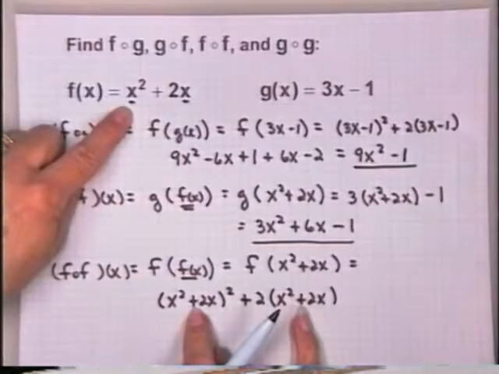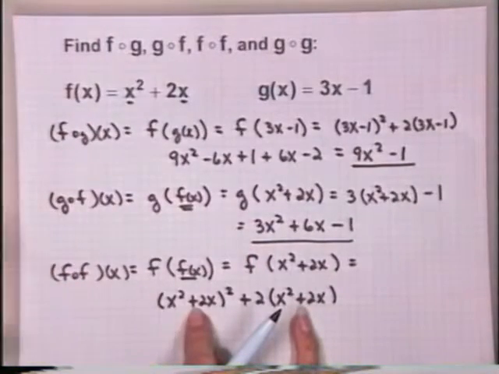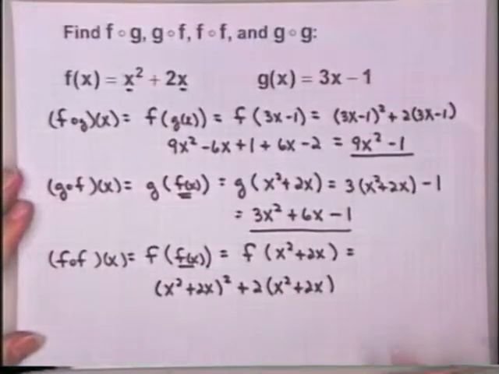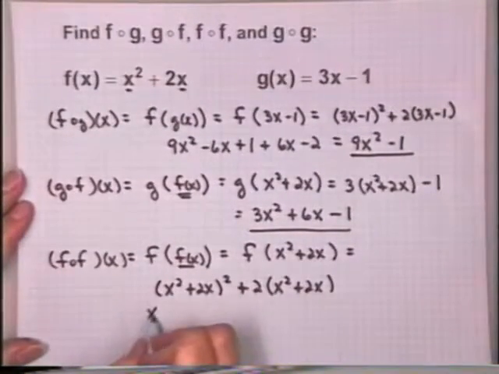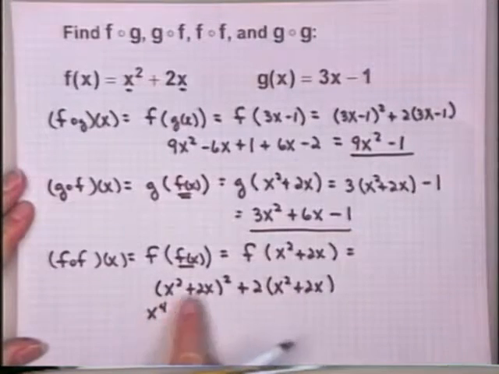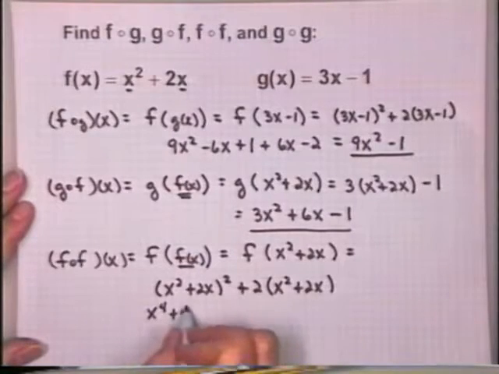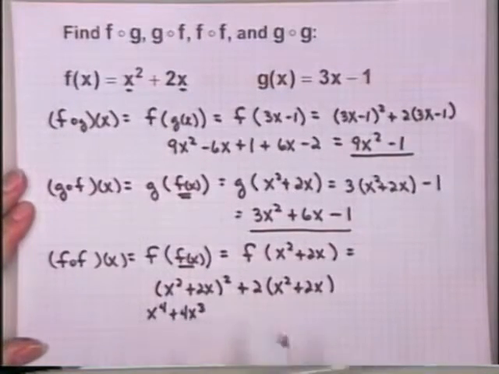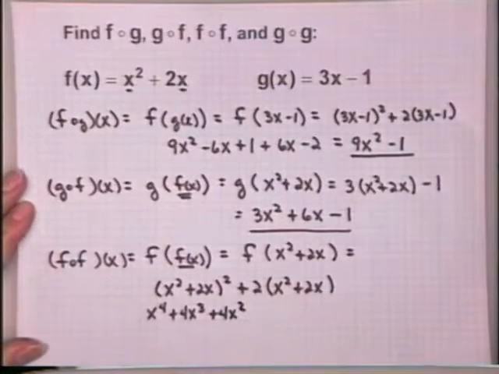See, our x's here have been replaced with the x squared plus 2x thing. Okay? Now let's do some algebra. Let's square this. If I square x squared, I get x to the 4th. If I multiply these, I get 2x cubed. If I double that, I get a 4x cubed. And if I square this, I get a positive 4x squared.